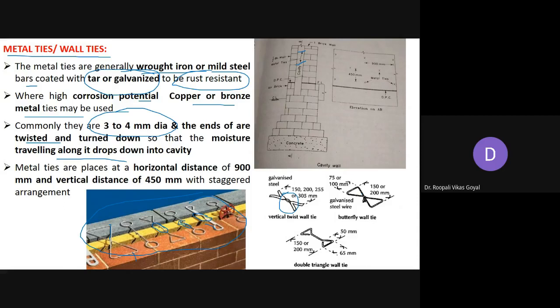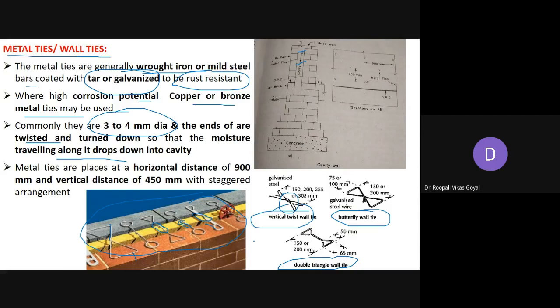So here these are some of the butterfly wall ties. This is the vertical twist wall tie. This is the double triangle wall tie. So there are varieties of wall ties available, and varieties of twists and turns, and they are used to interconnect both the walls.